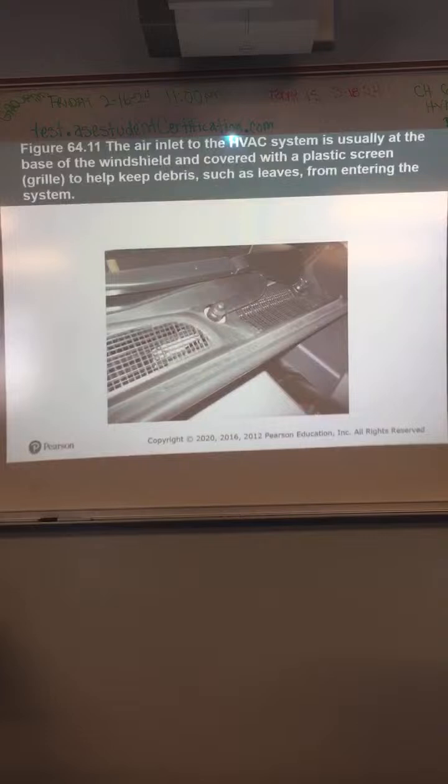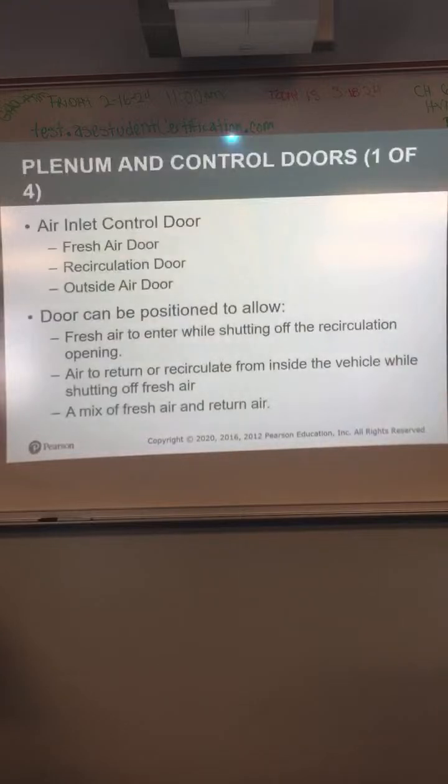Okay, your air inlet to your HVAC system can be at the base of the windshield, usually covered with a plastic screen. I'm sure everybody's seen those. That's where leaves and stuff like that like to gather. It ends up in your cabin filter. That's how the air gets in.